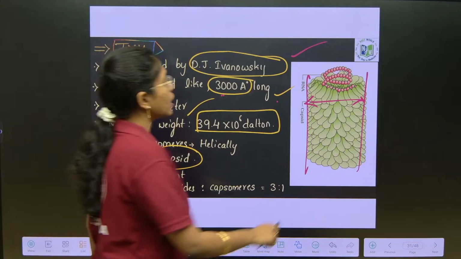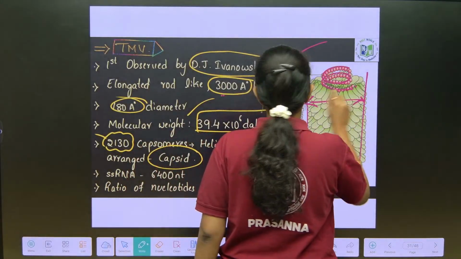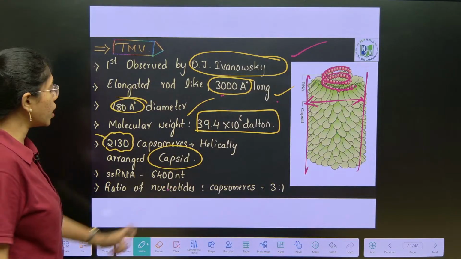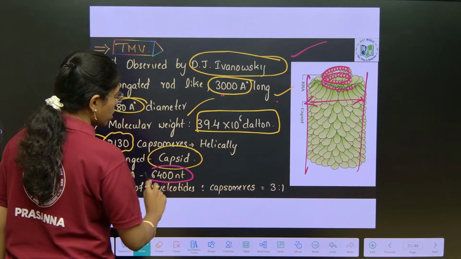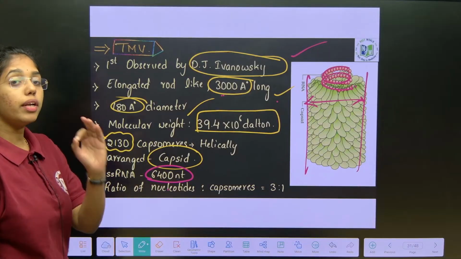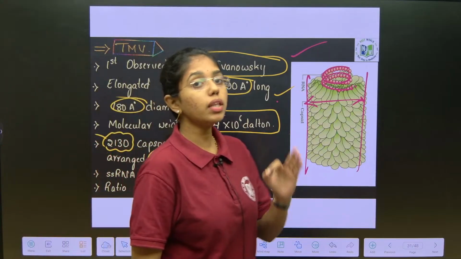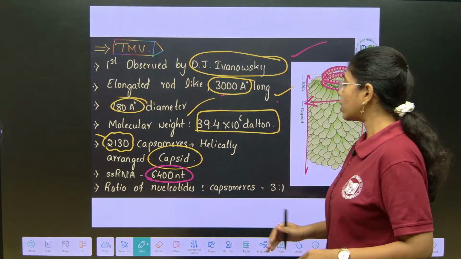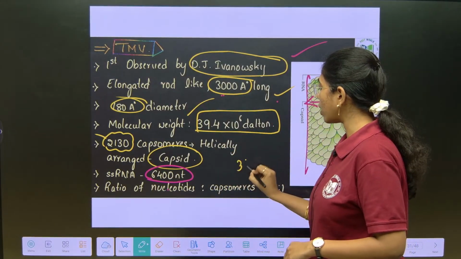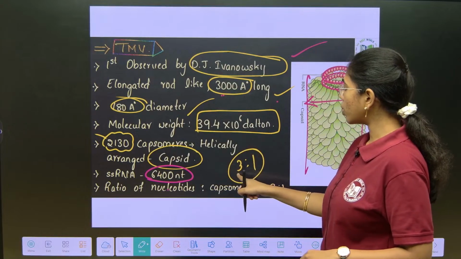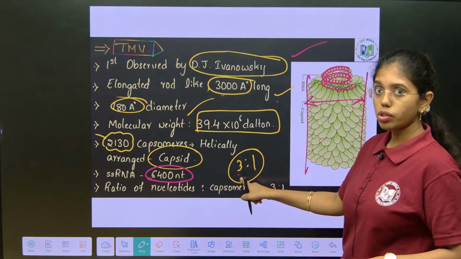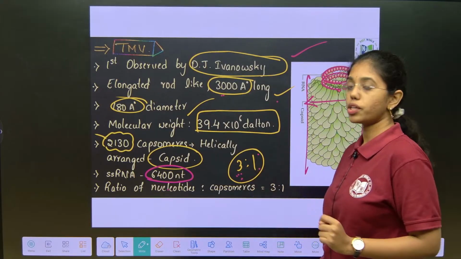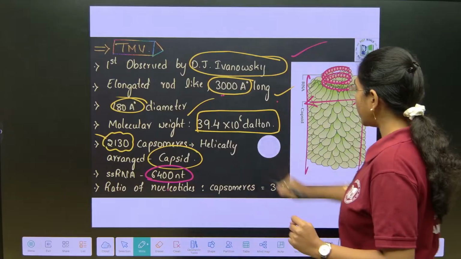And here you see single stranded RNA, which is the genetic material present. It has how many nucleotides? 6400 nucleotides. When you take the ratio between the number of nucleotides and capsomere protein subunits, the ratio is 3:1. Number of nucleotides, that is 6400, to the amount of capsomeres is a 3:1 ratio. Clear till here? Any doubt anywhere?